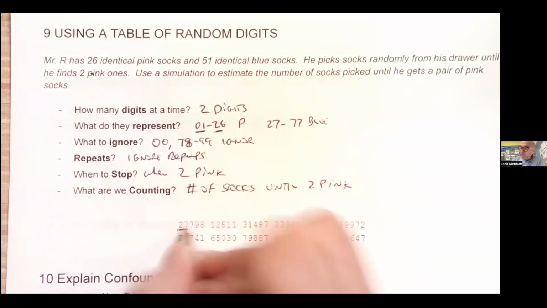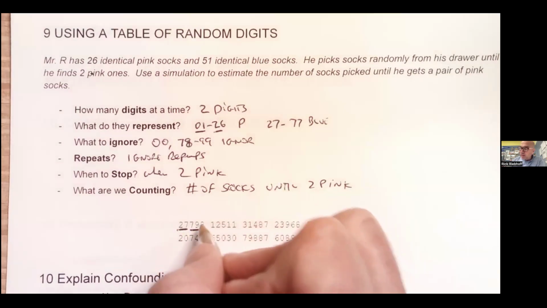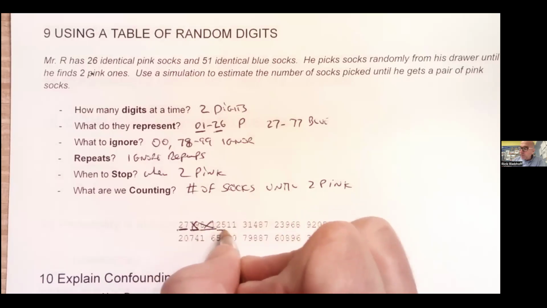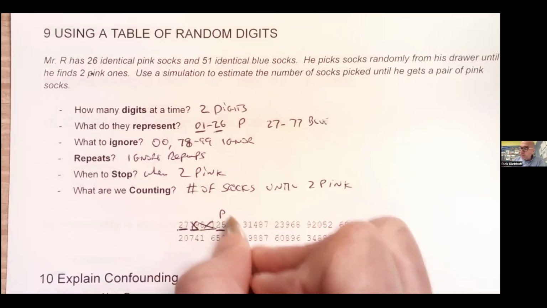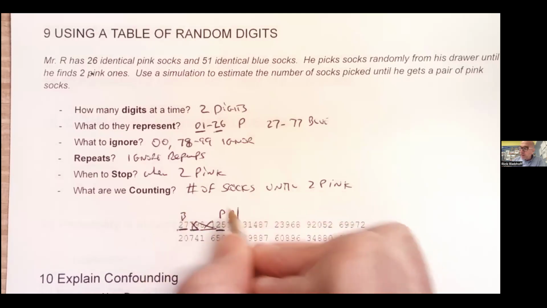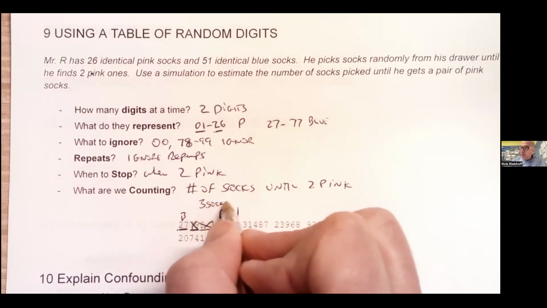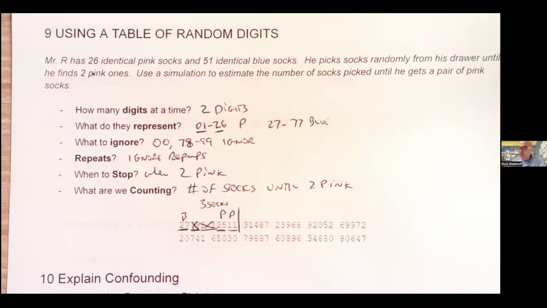Down below, I'm going to do it. There we go. 27 is blue. 79 is ignored. 81 is ignored. 25 is pink. Yay. 11 is pink. Boom. So we have a blue, a pink, a pink. We ignored these. So this is 3 socks. That's what I'm counting. And I would continue that a couple times. And usually they'll say, do it 3 times and find the average. Pretty common. All right.